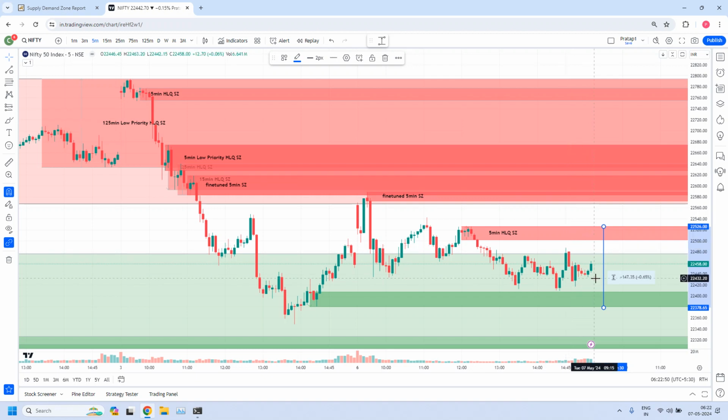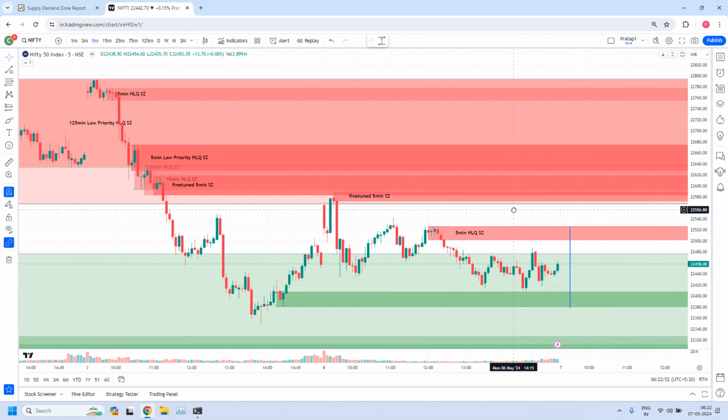If the trend continues down, because we never know, the trend may change today, who knows? Today bulls can be strong. If that is the case, this 5 minutes high liquidity supply zone is also a 15 minute zone. That is what we have seen. This entire zone is also a 15 minute zone. If this zone is violated, immediately the 15 minutes trend will be changed. Then all our trade setups will be changed.